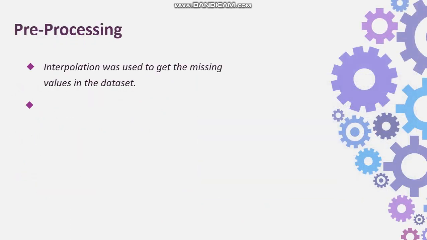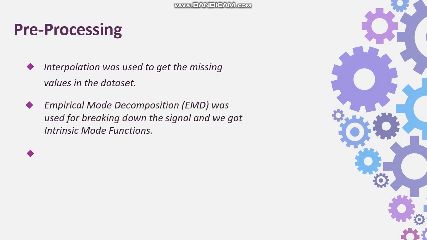We employed pre-processing techniques such as interpolation because there were certain missing values in the dataset that were causing trouble for us and affecting the accuracy. Then for the breaking down of the signal, we used empirical mode decomposition because we didn't know the shape of the signal, so it was the best. It gave us the intrinsic mode functions. It was also very good because it helps us break down the signal while remaining in the time domain.